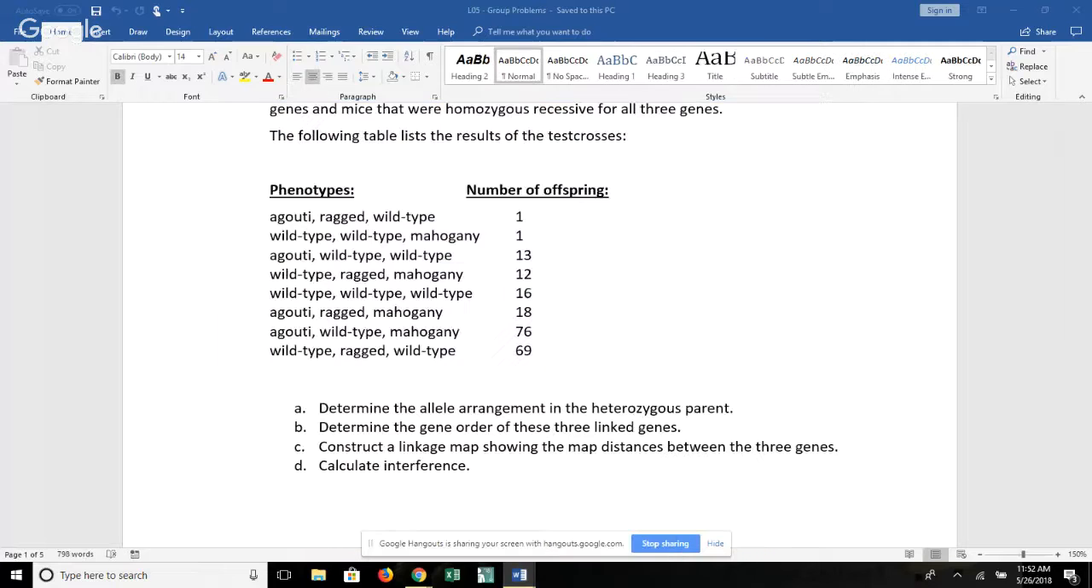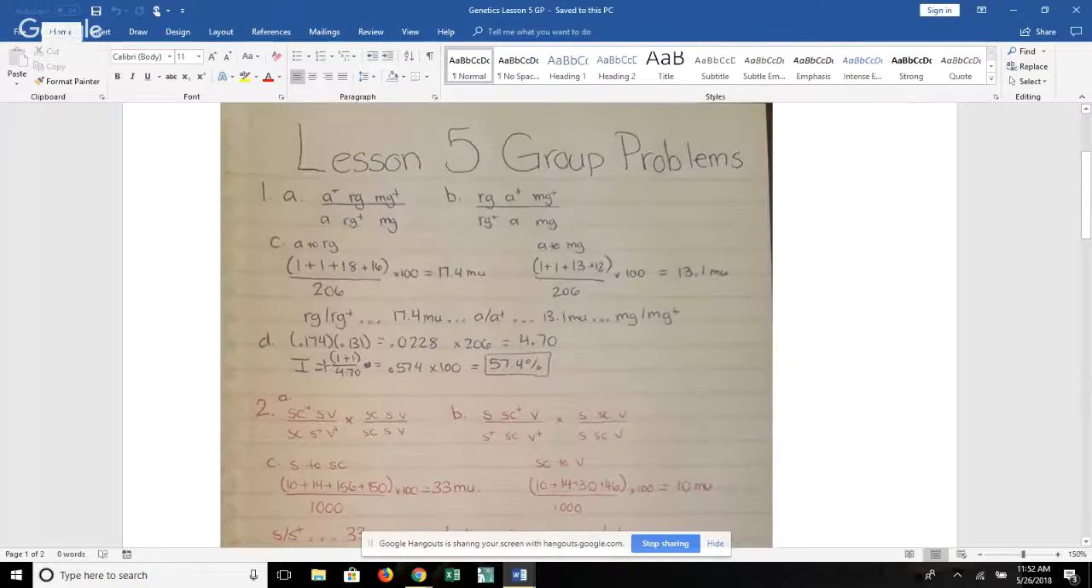And I did that by looking at as if the mahogany gene switched, and I did those numbers, so the mahogany is 1 plus 1 plus 13 plus 12 over 206, which is the total number of progeny. Then I multiplied it by 100, and I got 13.1 map units. And then for the ragged, it was 1 plus 1 plus 18 plus 16 over 206 times 100, which is 17.4 map units.